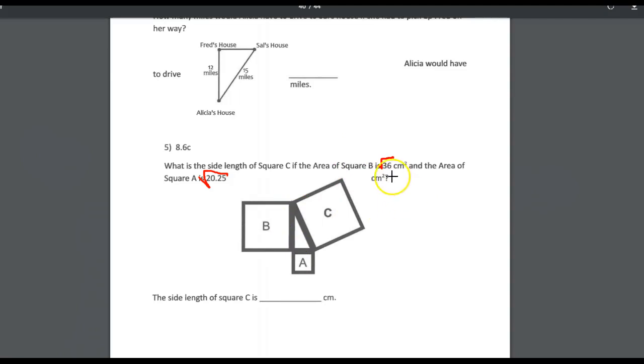Another way to do this, like I said yesterday, is just take 36. Wait, let's see. They're giving us B and A. So we need to add them together to get the area of this, because this square plus this square is this square. So 36 plus 20.25, and then square root your answer, and you'll get your side. Because they just want the side. They don't want the whole area.